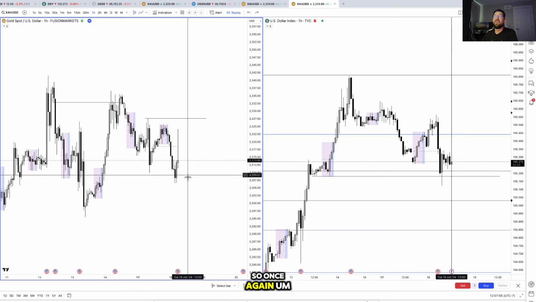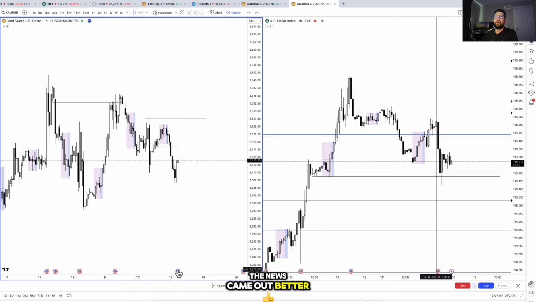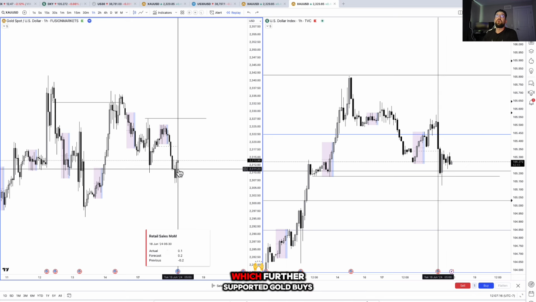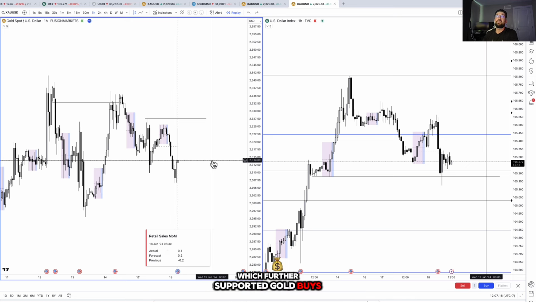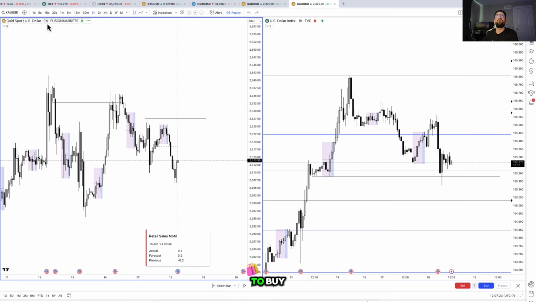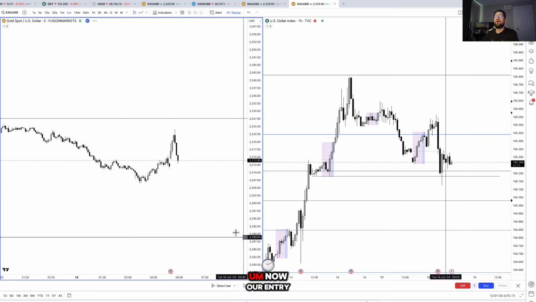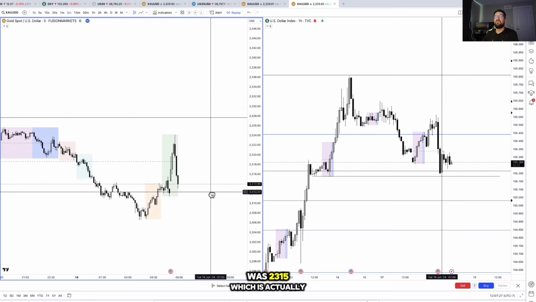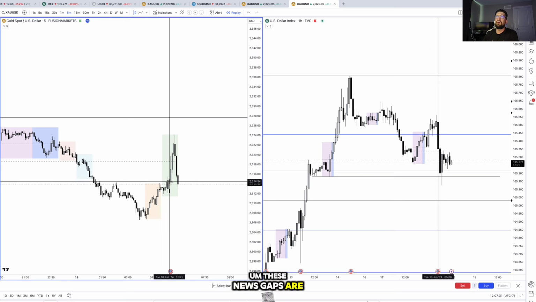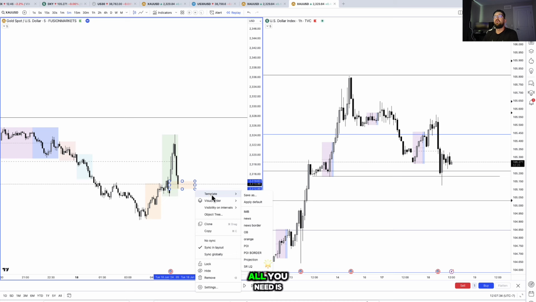So once again, the news came out worse for the US dollar, which further supported gold buys, and this kind of changed my bias completely and solidified my plan to buy. Now our entry was 23.15, which is actually this gap. These news gaps are unfilled orders. All you need is one reaction and you can take it.